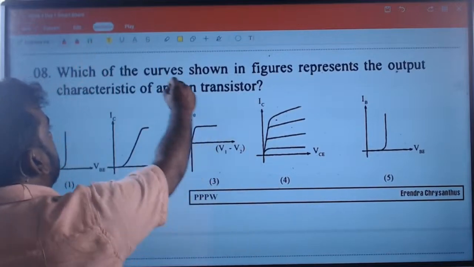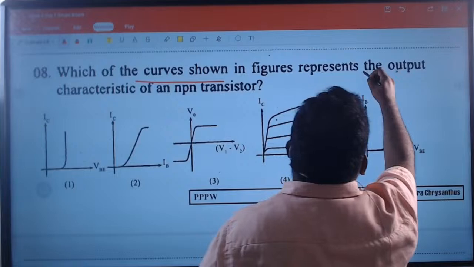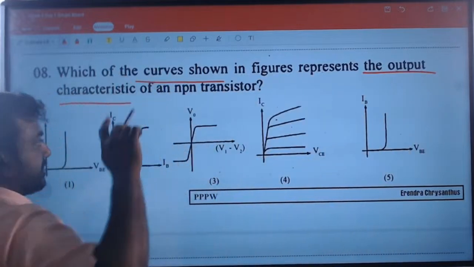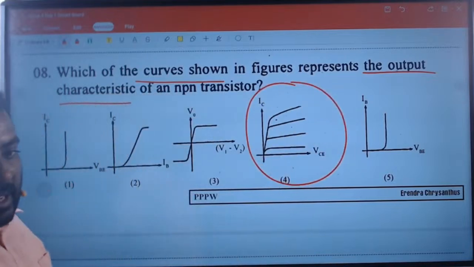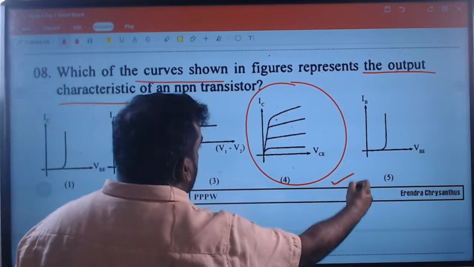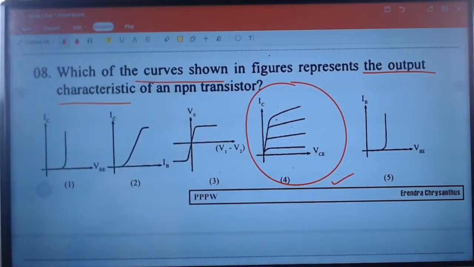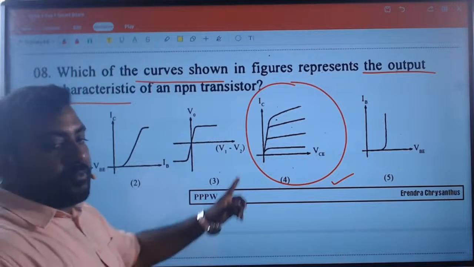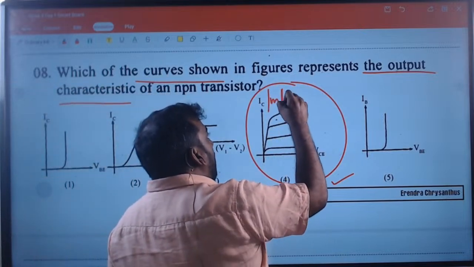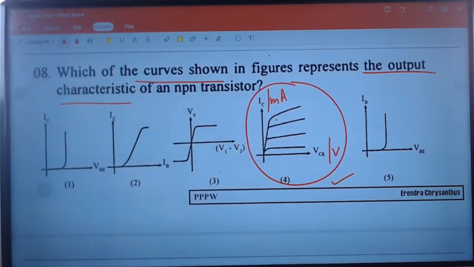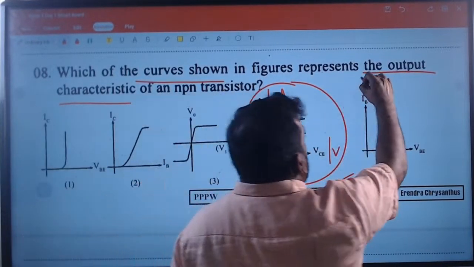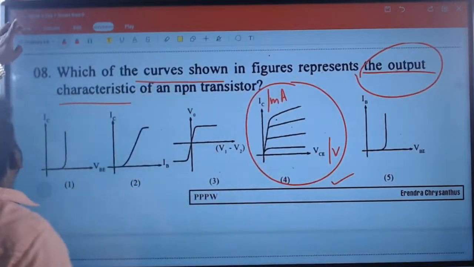Look at this. Which of the curves shown below represents the output characteristic graph? I think in the 2000 papers this was there. The output graph is drawn between IC and VCE. Correct answer directly is going to be answer number 4. This is your output characteristic graph. Remember, I'm additionally putting here: IC is in milliampere, VCE is in volt. Correct answer, answer number 4. What do you call this characteristic? Output characteristic. Right.